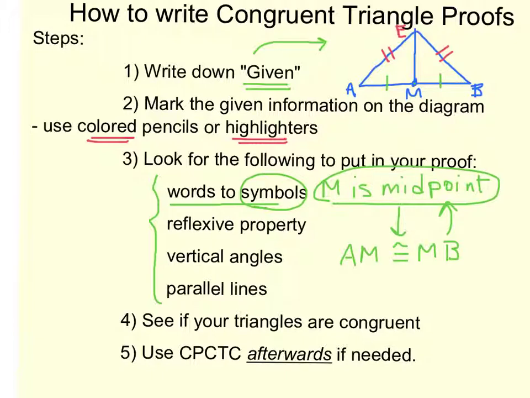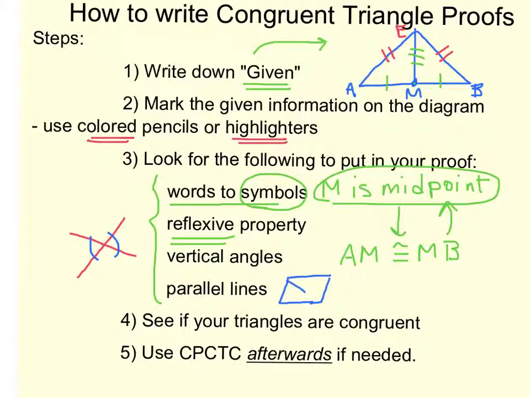Once I've taken care of words to symbols, I look and see, is there anything reflexive that I can report? Well, sure. There's a reflexive side. Put that in my proof. Sometimes we're looking for vertical angles because we know that vertical angles are always congruent. And lastly, we want to look and see if there are any parallel lines.